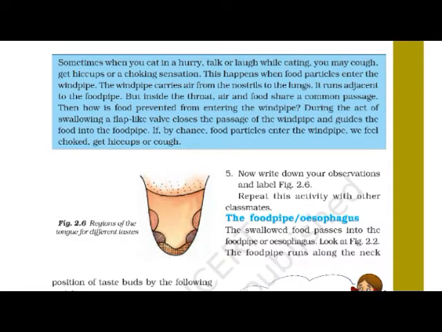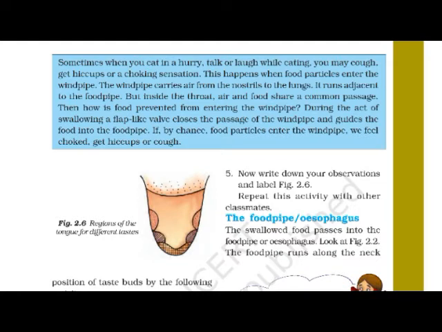Here we can say that when we eat something and we do the action of swallowing, then a flap-like wall closes the passage of the windpipe and guides the food into the food pipe. It means the wall stops the food from entering the windpipe and guides the food to go to the food pipe. It's a very interesting and very nice mechanism of the windpipe and food pipe, and this wall.